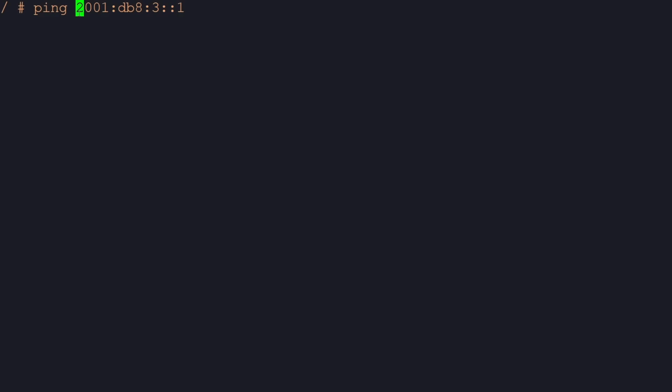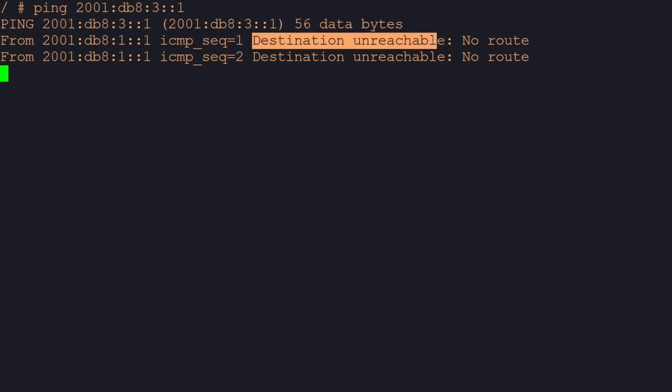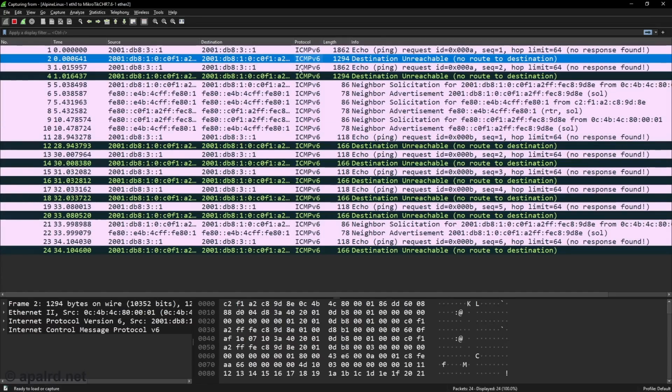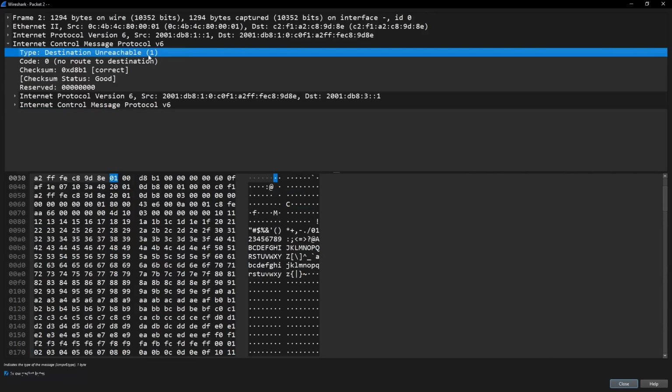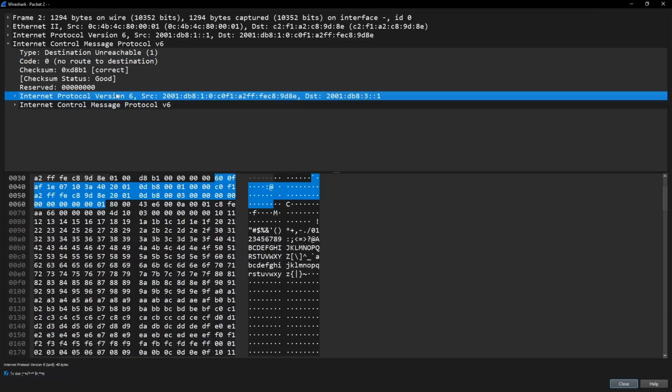Next thing I'm going to try is pinging an address that doesn't exist. So 2001:db8 is the documentation prefix. I don't have anything in my test setup with a :3. So I get destination unreachable, no route. And if I look back in here, Wireshark has so kindly highlighted them, so my ping went out and came back as a destination unreachable. So in this case, it's an ICMP type 1, unreachable, and the code is 0, no route to destination. And again, we include the original header that caused the problem.